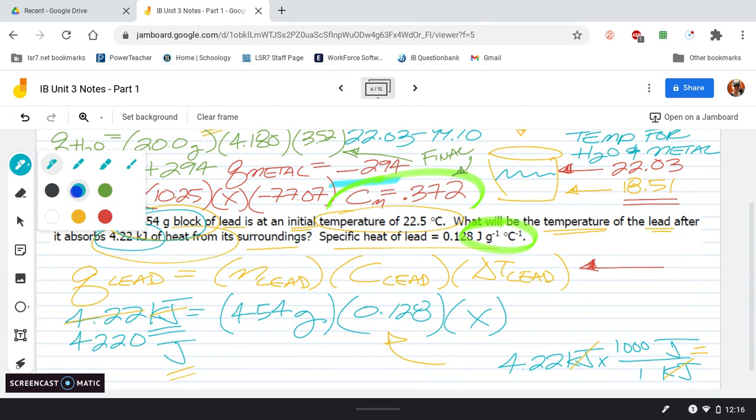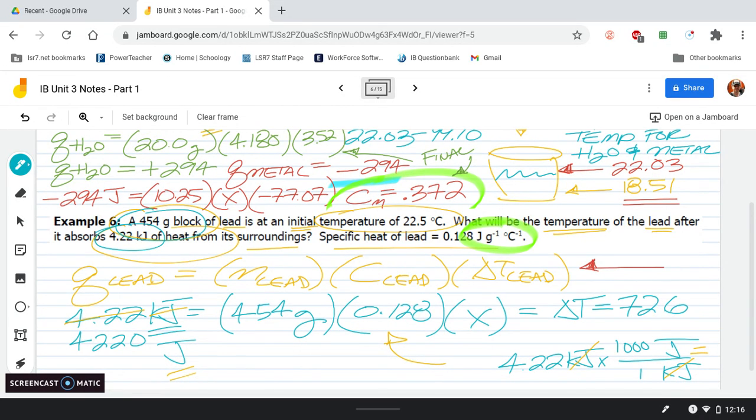So this is going to equal delta T equals 72.6. That is not your final answer. You're going to have to go ahead and look at this and say, okay, it's positive, which means that my temperature should have been going up. So what we're going to do is we're going to take this number, 22.5, which is where we started. We're going to add 72.6, which is where we're going. And then that is going to create a new temperature. So we're going to add that up.